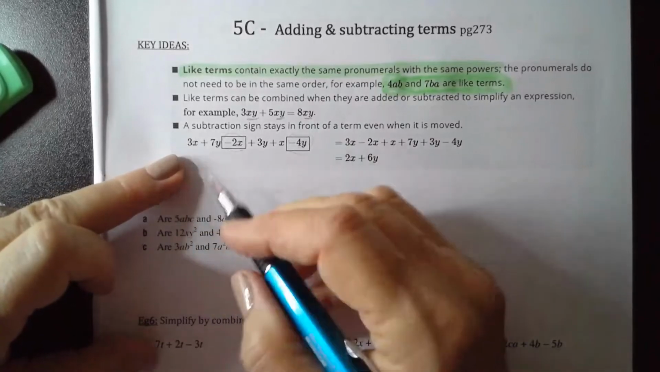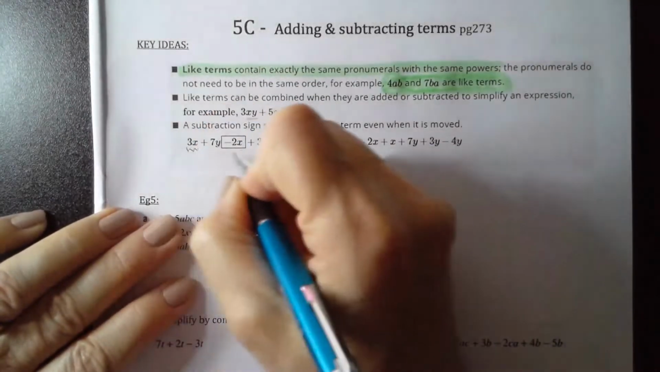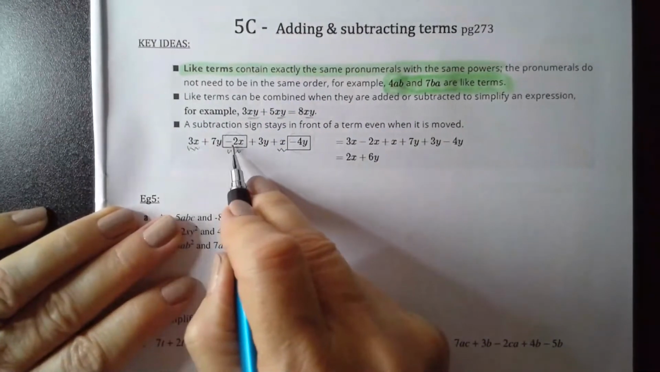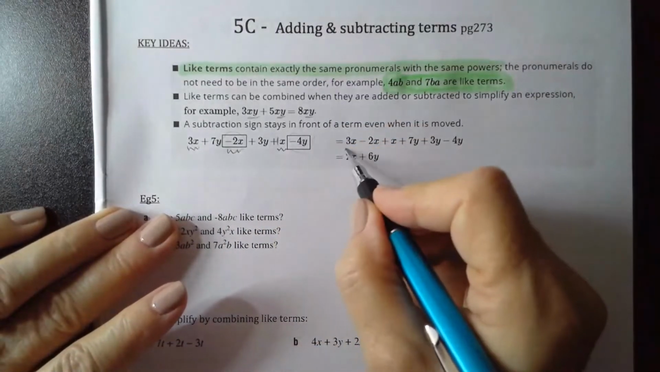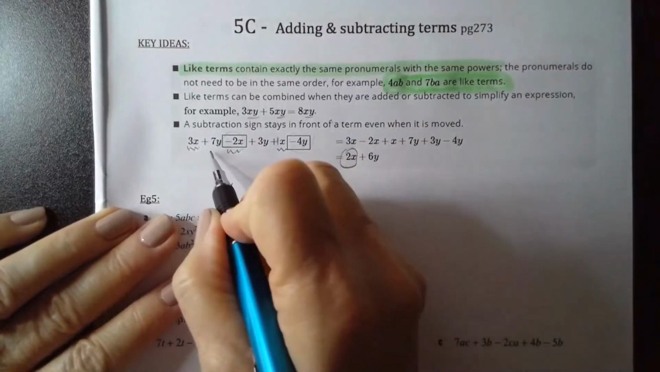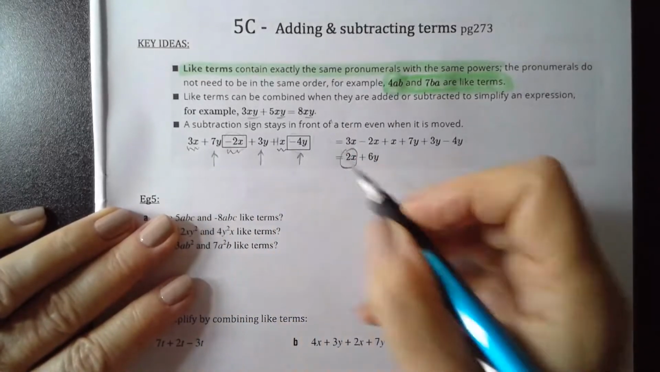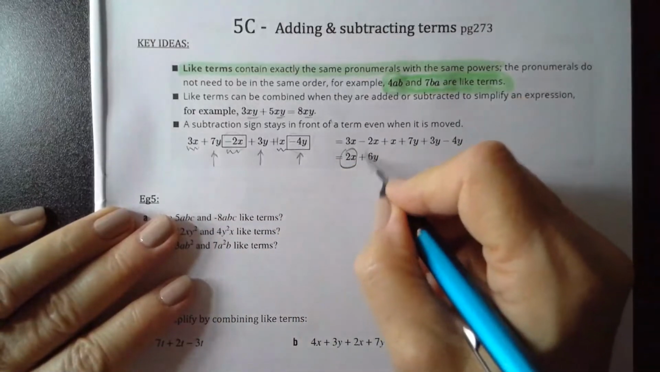They've said, okay, we've got an x, and I usually do it like this. I go, there's an x, and an x, and an x, and then I add up the numbers. 3 minus 2 is 1, plus 1, remember, is 2. So I get 2x. And then I do 7y and 3y and -4y. 7 and 3 give me 10, minus 4 is 6.